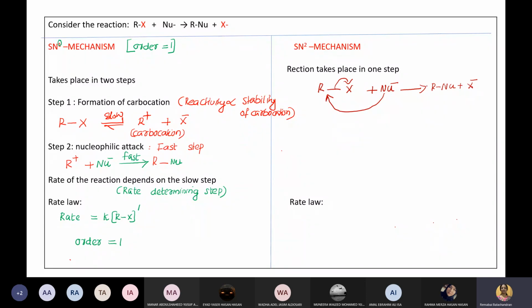Here the rate of the reaction depends on the steric hindrance. If the steric hindrance is less, reactivity is high. Now, what is the rate law here? Rate is equal to K times the concentration of RX to the power 1 and the concentration of Nu minus to the power 1. So the order of the reaction is 1 plus 1, second order. That is why it's called SN2.